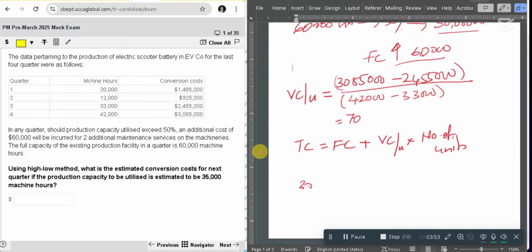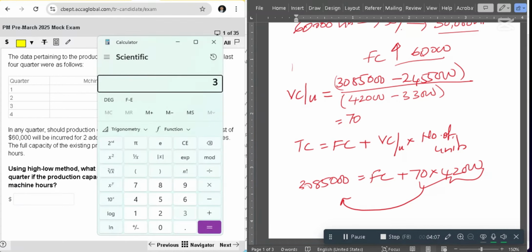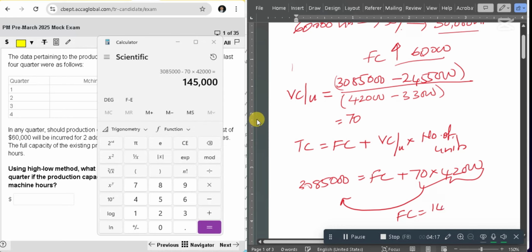Total cost 3085,000. Fixed cost plus 70 into 42,000. So I need to multiply these two and subtract it on the other side. Do it in the calculator in one shot. 3085,000 minus 70 into 42,000. 145,000 is the fixed cost. 145,000.